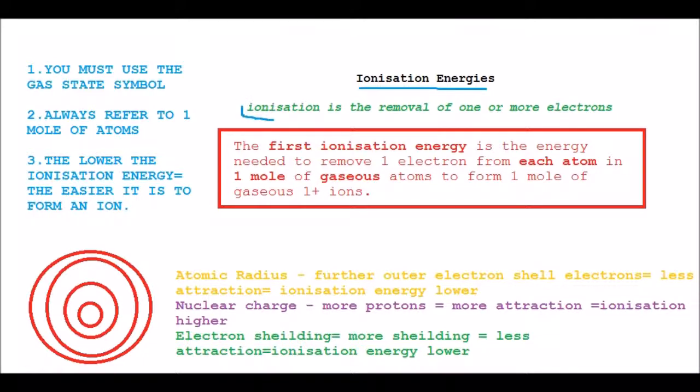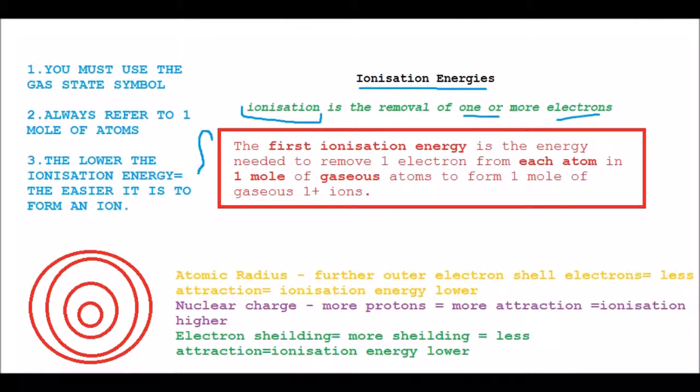The first definition that you need to learn is that of ionisation, and that is that ionisation is the removal of one or more electrons. Or you could say, in other words, when electrons are removed from an atom or molecule, it has been ionised.